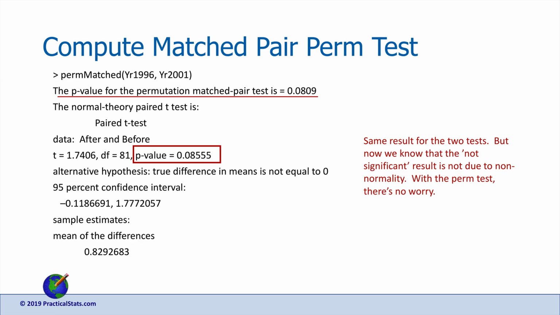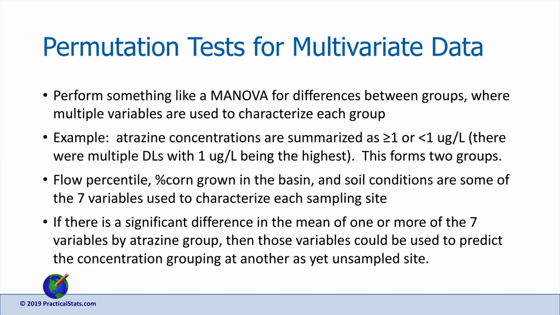So you can do a paired or matched permutation test. Its p-value is also 0.08. So the p-value of 0.08 for both tests tells you that the t-test really wasn't hurt by the non-normality. So what the permutation test does is give you a confident p-value that you can report. There's no worries.